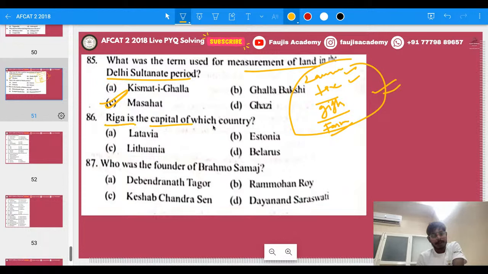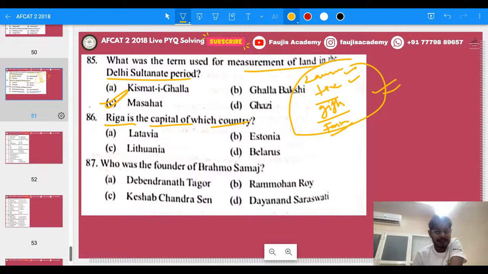Riga is the capital of which particular country? I used to do freelancing, and I had my manager from Portugal. He used to tell me, Gaurav, you need to be there at Riga time, 10 o'clock, like that.